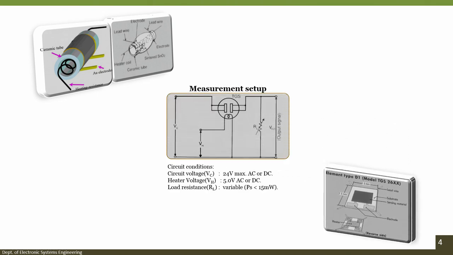And then let us see the circuit, electronic circuit or conditioning circuit for using these sensors. So the first thing is we have to apply a voltage. We will apply 24 volts AC or DC, which is your voltage across the semiconductor, and then we have a heater voltage, which is your 5 volts. And then finally, you have a load resistor, which is variable in nature, all right, and the power consumption should be less than 15 milliwatt.